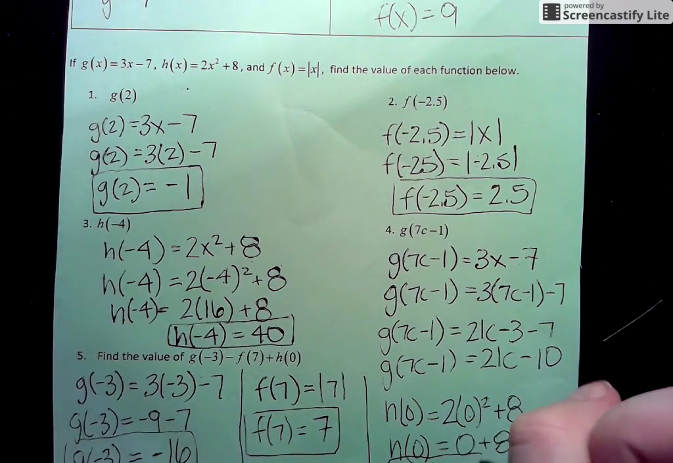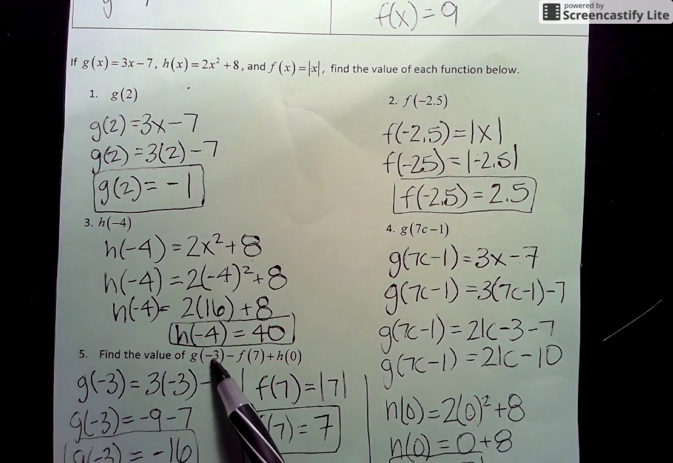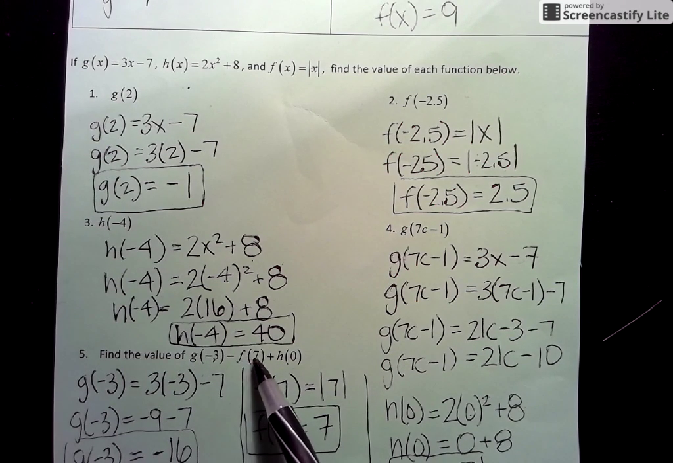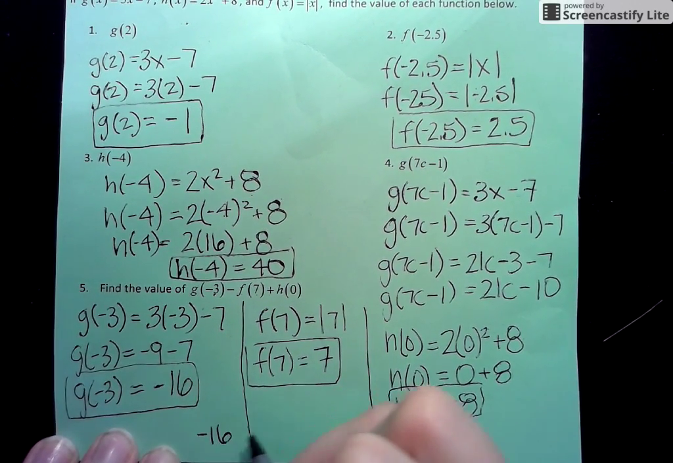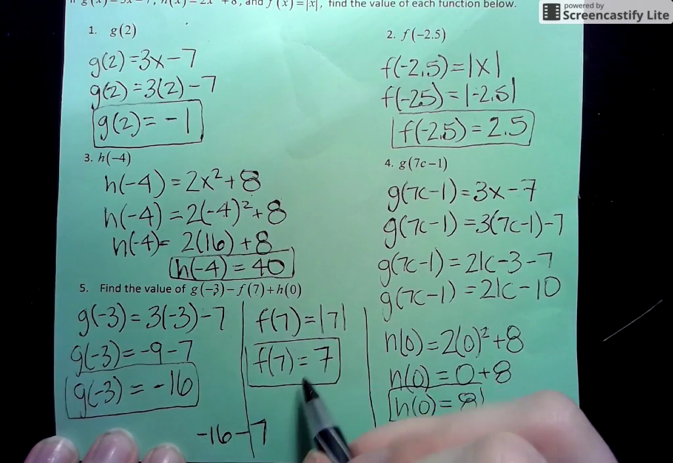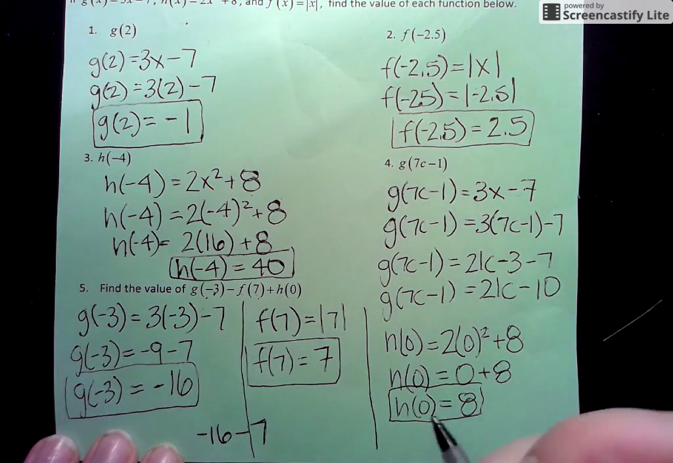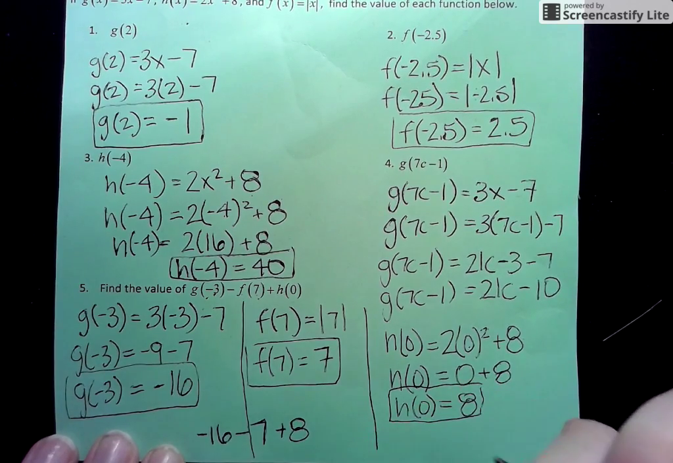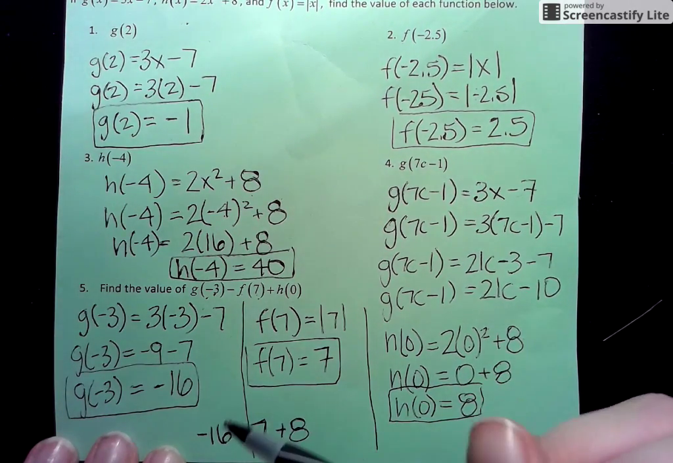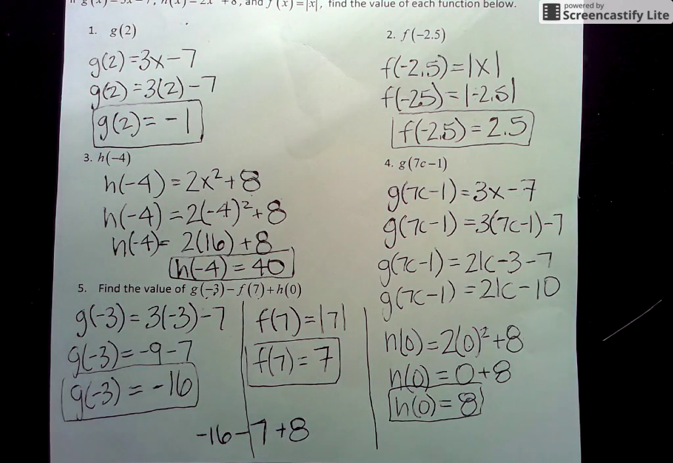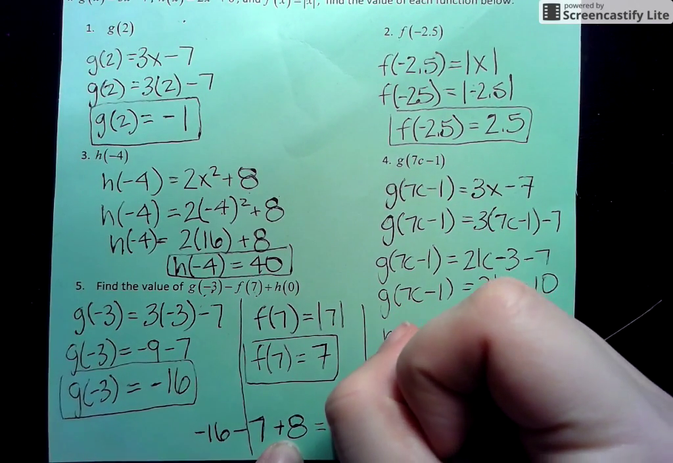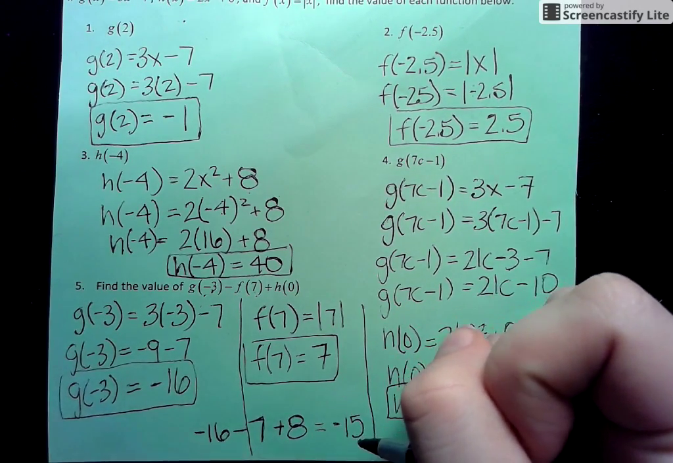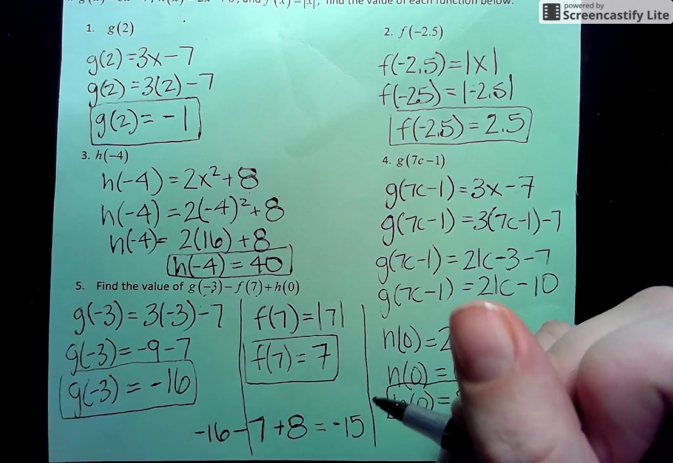So now it wants you to take whatever that value is, g of -3, subtract f of 7, and add h of 0. So we have -16 minus 7, because we're taking g minus f, and then plus 8. So we have -16 minus 7 plus 8, which is going to give us -15. And that's going to be our final answer.